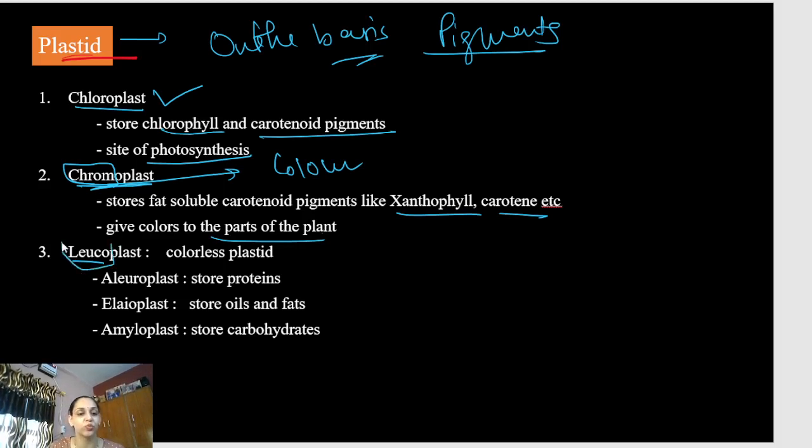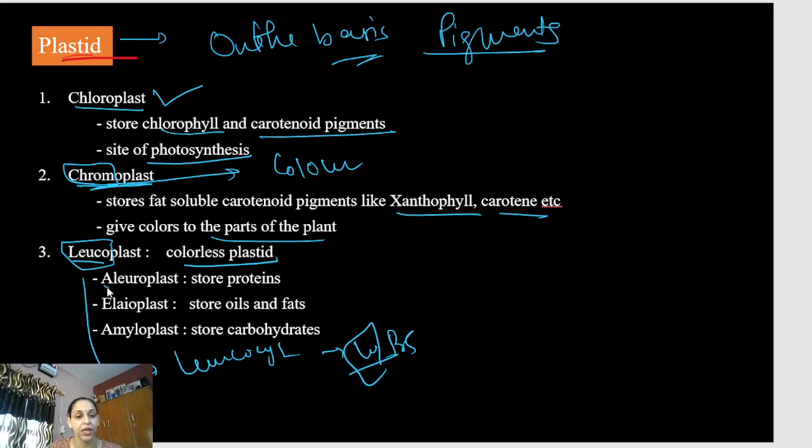Leucoplast, we know that leukocytes are white blood cells, WBCs, white. Leukocytes white होती हैं, colorless होती हैं. So leucoplast, colorless plastid. Aleuroplast stores proteins. Elaioplast, oil, stores oils and fats. Amyloplast stores carbohydrates.